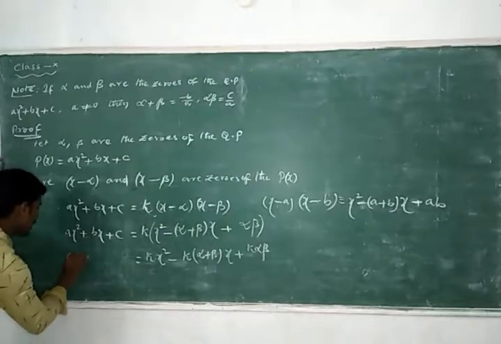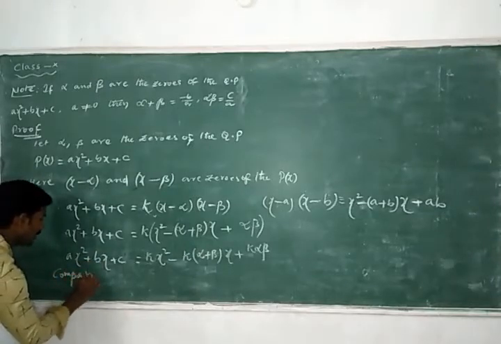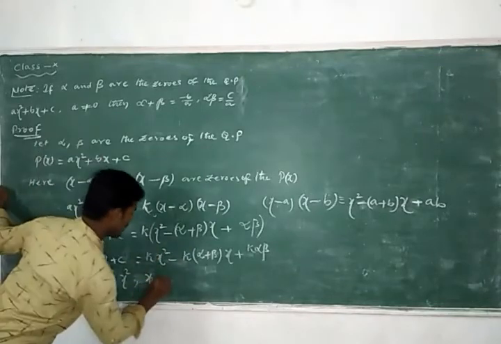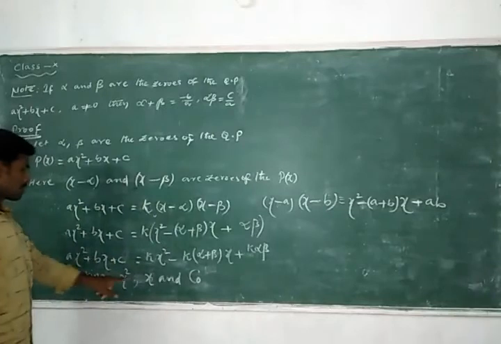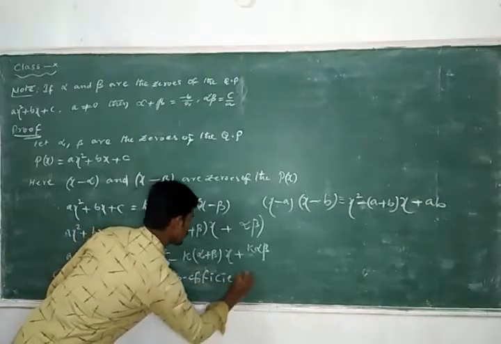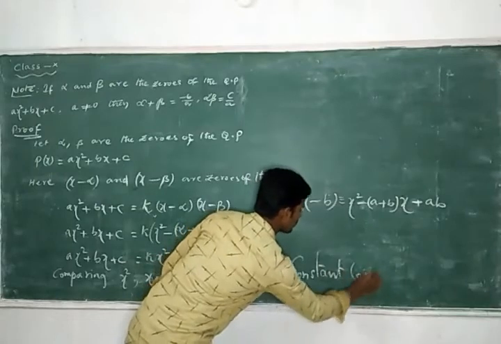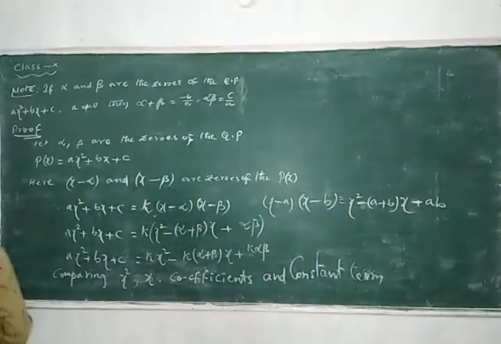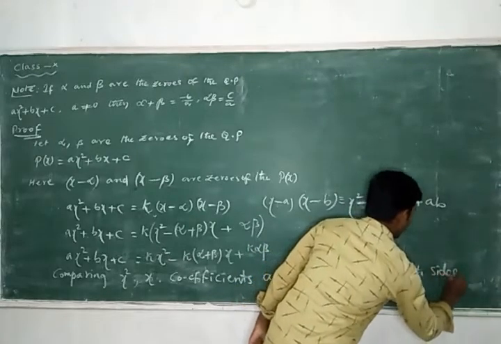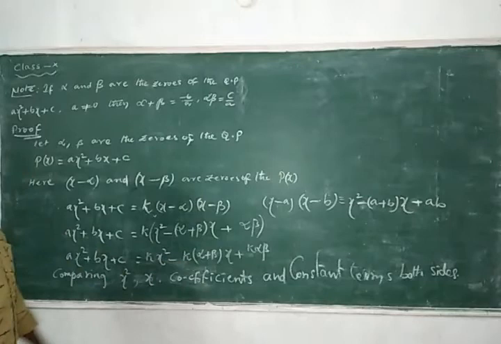Now it is ax square plus bx plus c. Comparing the x square coefficient, x coefficient and constant term of both sides, let's see.